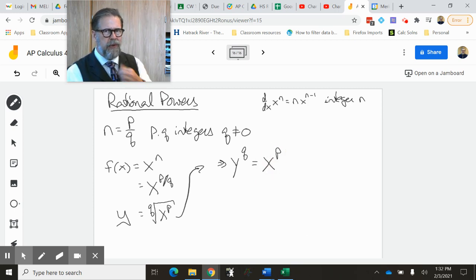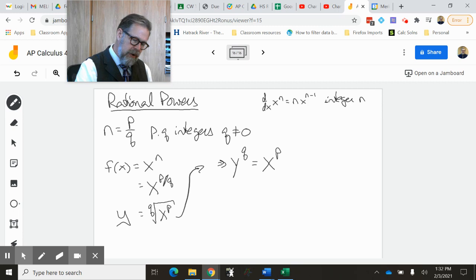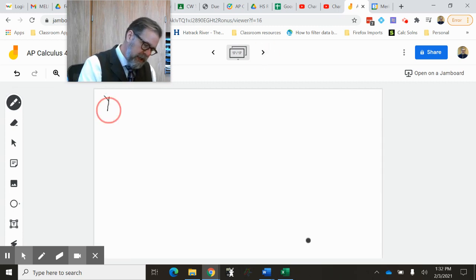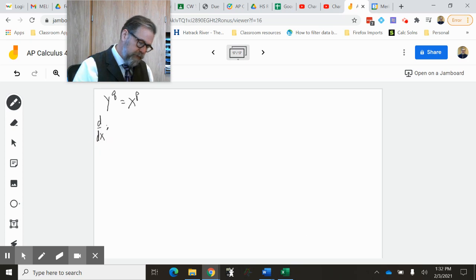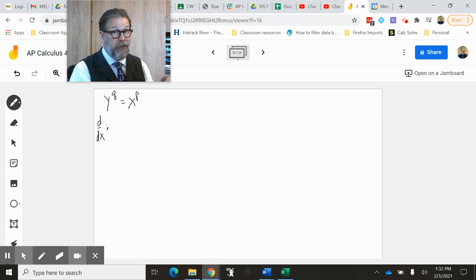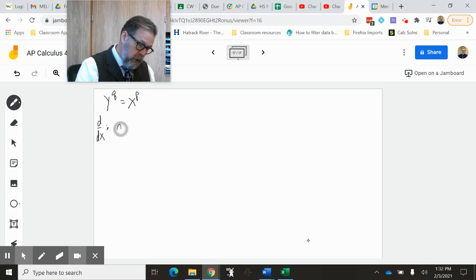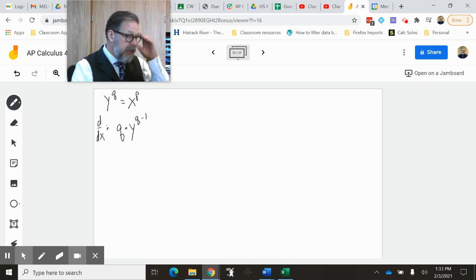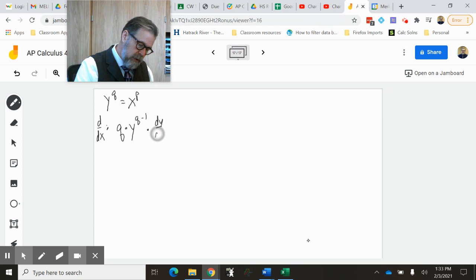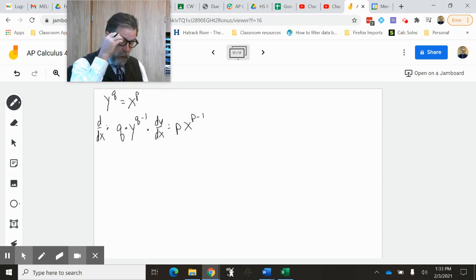And the reason we've waited till now to prove this is because we needed implicit differentiation. So let's take the derivative. I'm going to go to the next page just to give myself lots and lots of room. y to the q equals x to the p. So I'm going to take the derivative of both sides. So the derivative of y to the q, since q is an integer, is q times y to the q minus 1 times the derivative of y with respect to x, and the derivative of x to the p is p times x to the p minus 1, since p is an integer, and we'd already proved that it worked for integers.